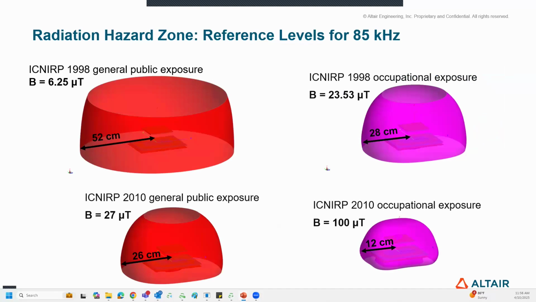So in Feko, we can compute the radiation zones where the field level is more than the allowed limit as per the ICNIRP. So with a higher limit in the revised regulations, the hazard zone is much closer to the coils now, looking at the plots on the right.